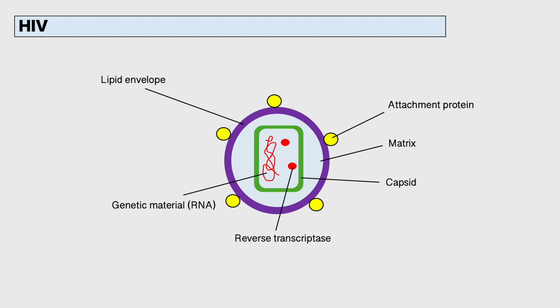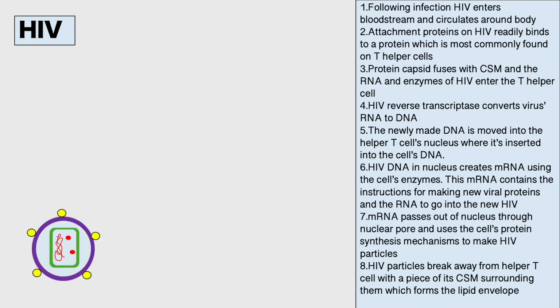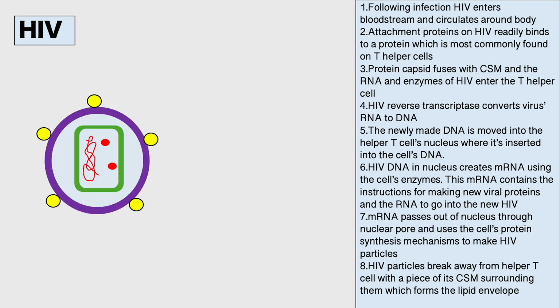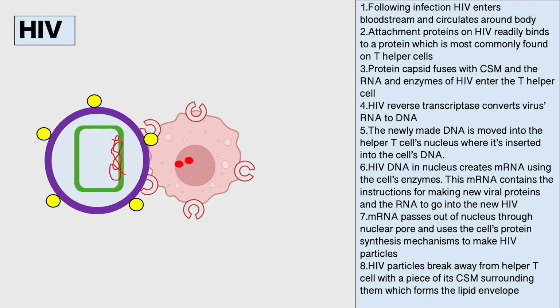So, knowing this structure, we can now look at how HIV integrates itself into the host. Following infection, HIV enters the bloodstream and circulates around the body. Attachment proteins on HIV readily bind to a protein which is most commonly found on the T helper cells. The protein capsid then fuses with the cell surface membrane of the host, and the RNA and enzymes of HIV enter the T helper cell. HIV reverse transcriptase then converts the virus's RNA to DNA. The newly made DNA is moved into the T helper cell's nucleus, where it's inserted into the cell's DNA.